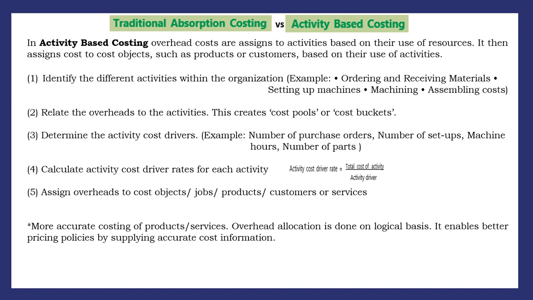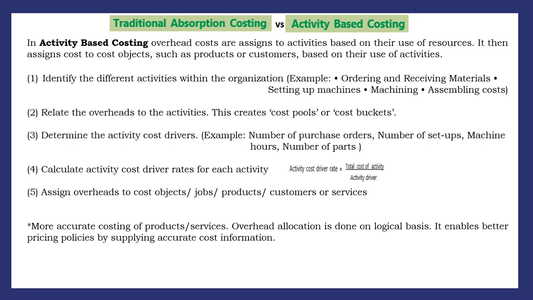What is the first step? In activity based costing, overhead costs are first assigned to activities based on their use of resources, and then finally they are assigned to the cost object. It may be a product or customer, depending upon their use of activities. So what is the first step? Step one is to identify the different activities within the organization. So what are the different activities within the organization?